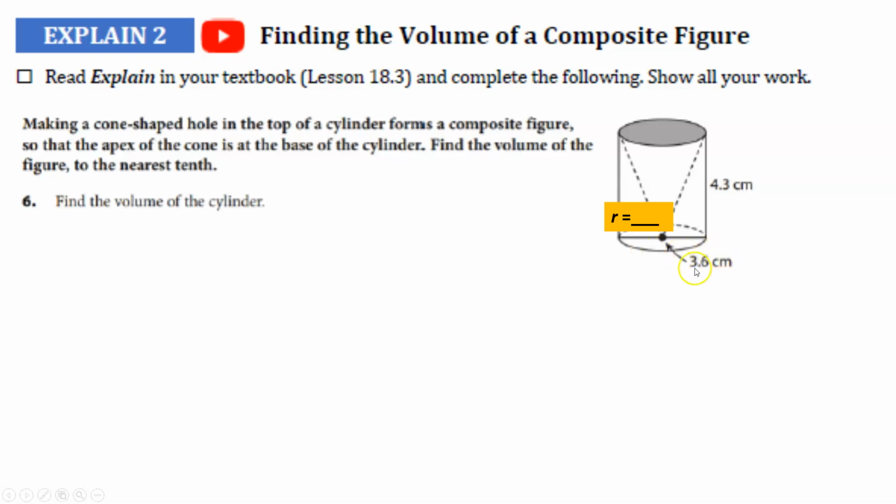You notice that they give us here a diameter of 3.6. What we're going to do is cut that in half. If you're not sure what half of 3.6 would be, essentially take 3.6 and divide it by 2. Take a moment and do that now. And unpause, you should have gotten 1.8.